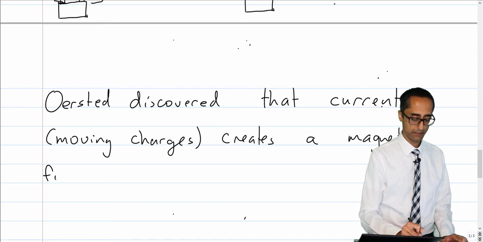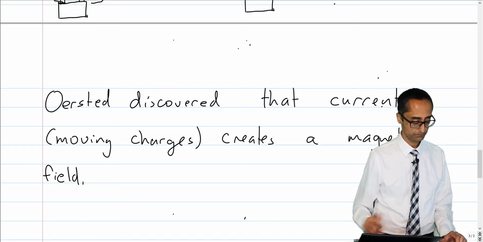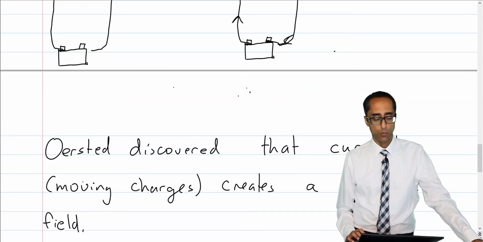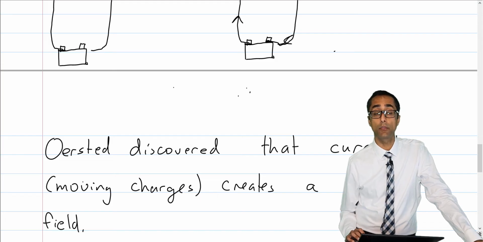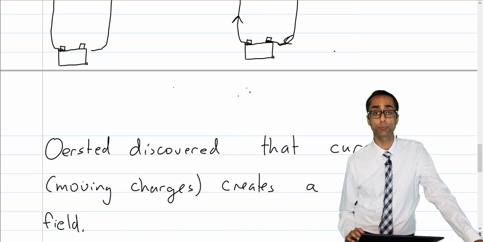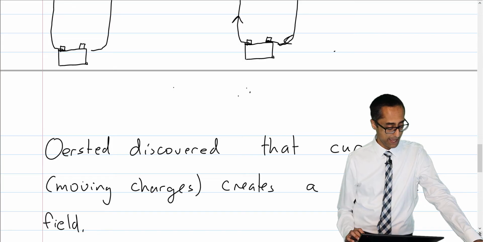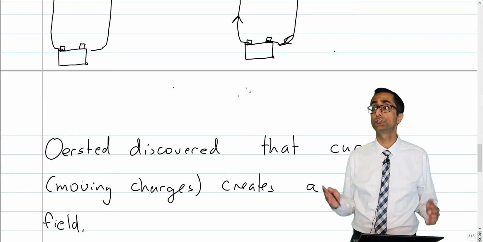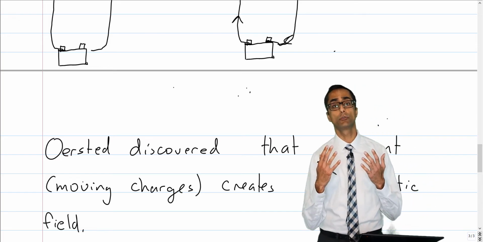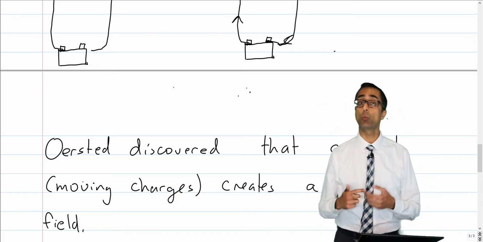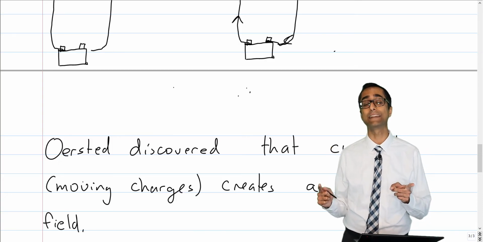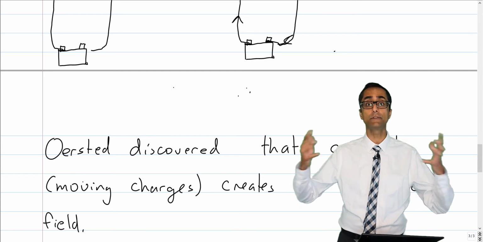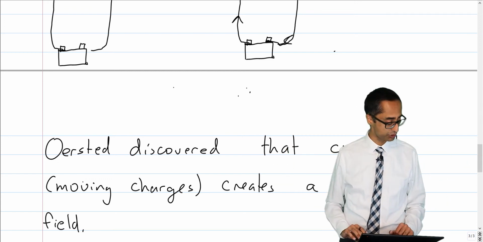Creates a magnetic field. All right, so there we go. We have our discovery of the magnetic field with relationship to moving charges. And naturally, the next thing we want to do is to talk about the strength of the magnetic field as well as the direction of the magnetic field that is produced by these current-carrying wires or even just random charges.